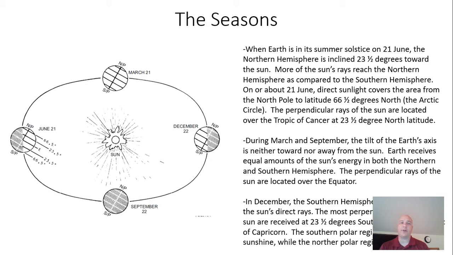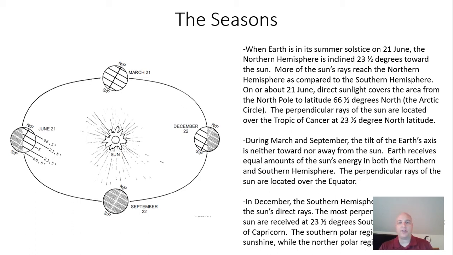Now, during March and September, during the equinoxes, this is the time of year where the tilt of the Earth's axis is neither toward nor away from the sun. If you look at the diagram for March 21st and September 22nd, you see that neither of the hemispheres is pointed towards or away from the sun. So equinox literally means equal night. When we reach the equinox, Earth receives equal amounts of the sun's energy in both the northern and southern hemispheres. And the most perpendicular rays of the sun at the equinox are located over the equator. Everywhere on Earth's surface has 12 hours of day and 12 hours of night during the equinox.